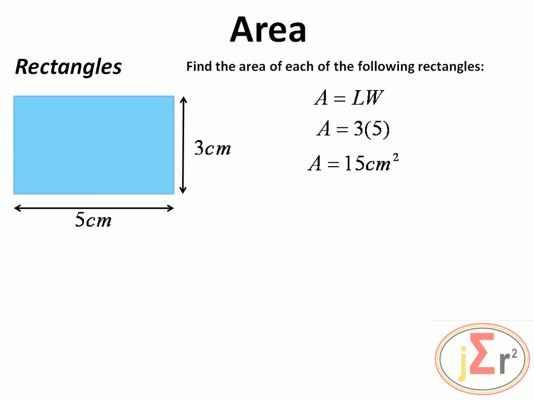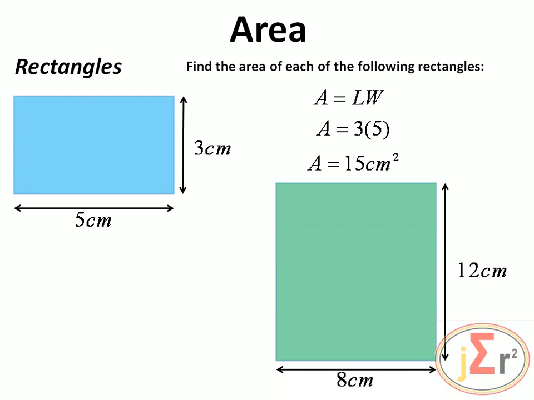Because the length is in centimeters, the width is in centimeters. 3 centimeters multiplied by 5 centimeters is going to be what? 3 times 5 is 15, and centimeter multiplied by centimeter. So if you multiply something by itself, it is squared. So we have 15 centimeters squared.